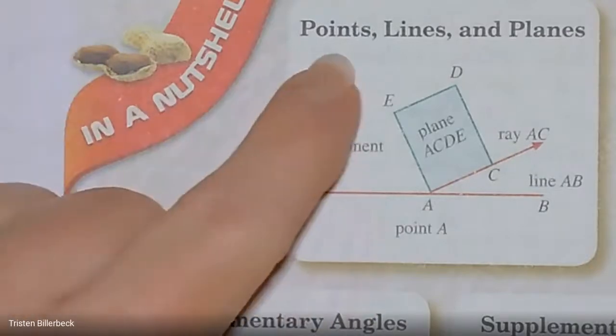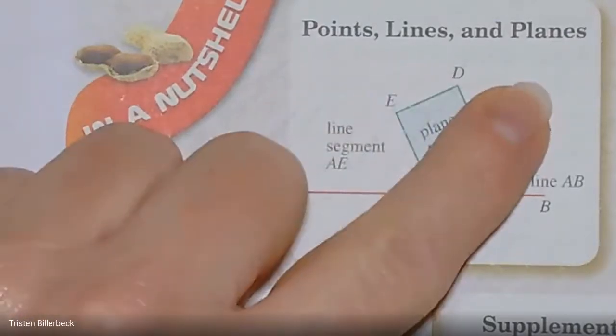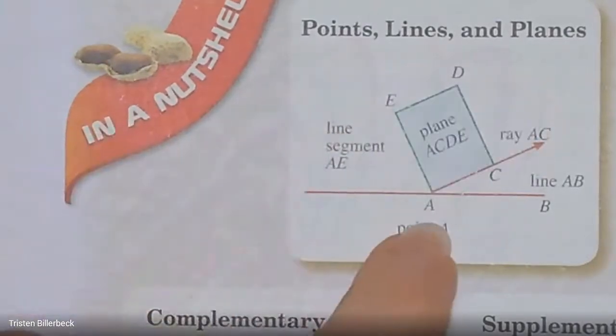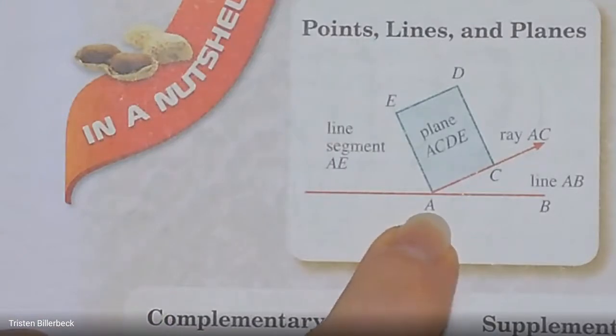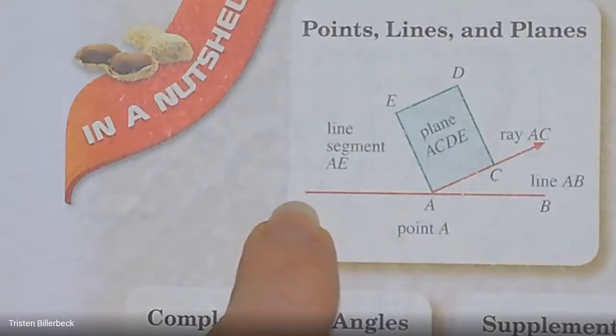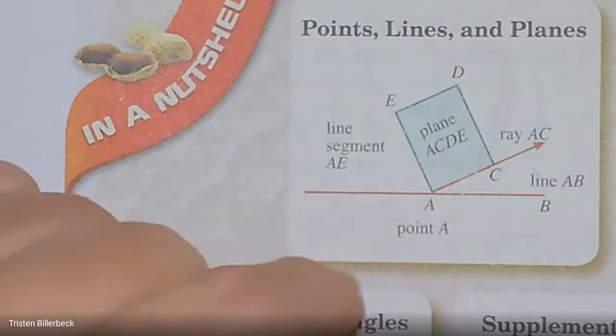So we talked about points, lines, and planes. Points land in one particular spot, a location, and it doesn't have any dimensions. Then we have a line, and the minimum points for a line is 2. So any line can be defined by 2 different points at minimum.